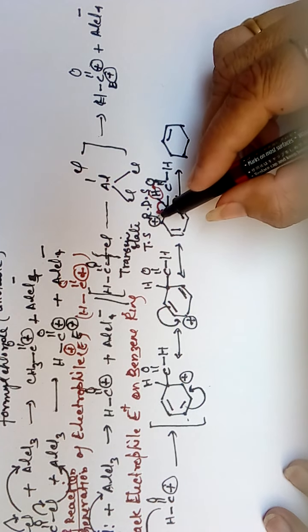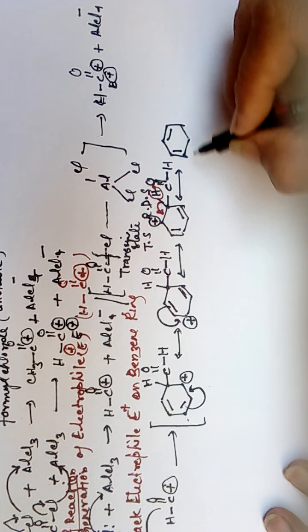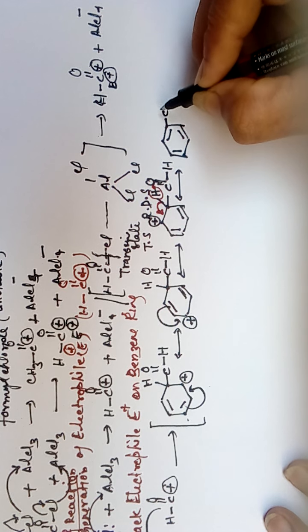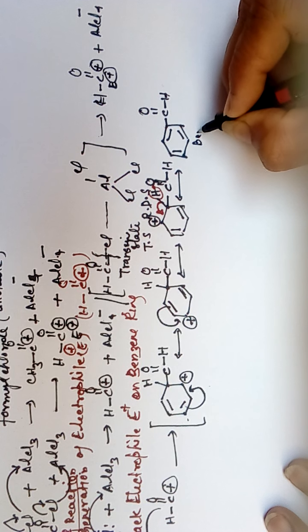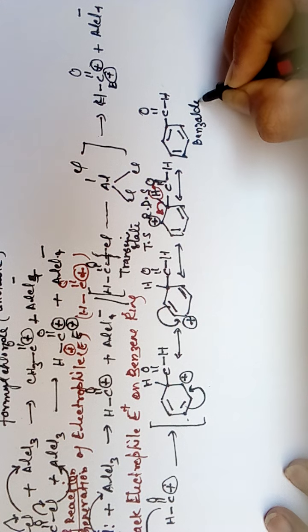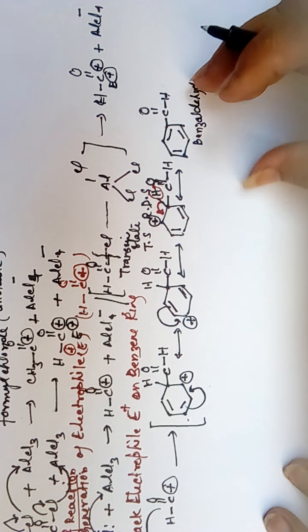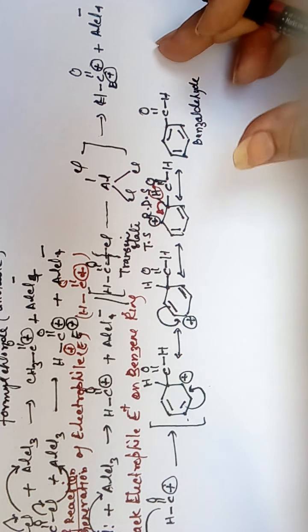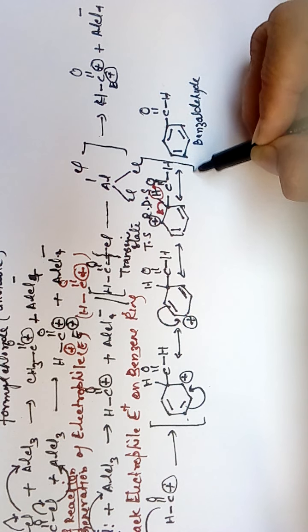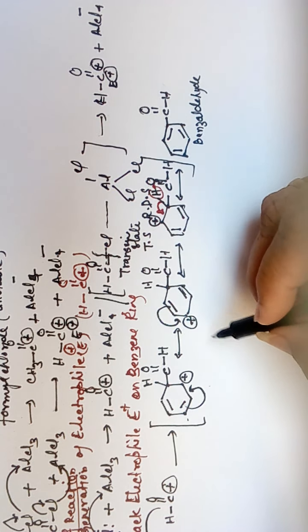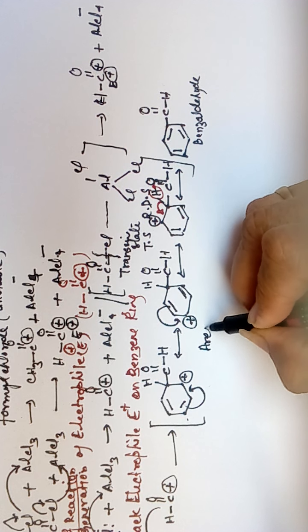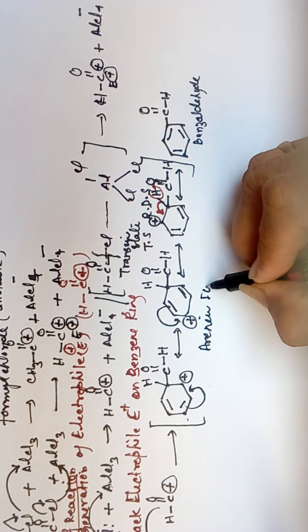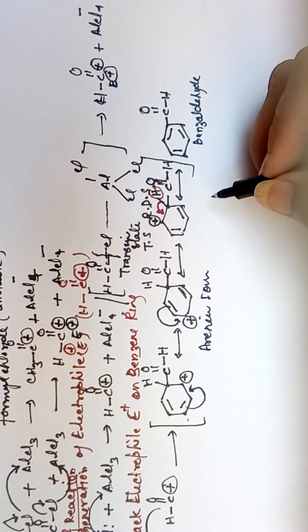Here a double bond is formed, this charge is neutralized, here a bond is present, here a bond is present, here a CHO group is. This is called benzaldehyde. Now look guys, here benzene retains its aromatic character and it forms three resonating structures, and these structures are known as arenium ion, and it is called sigma complex also.